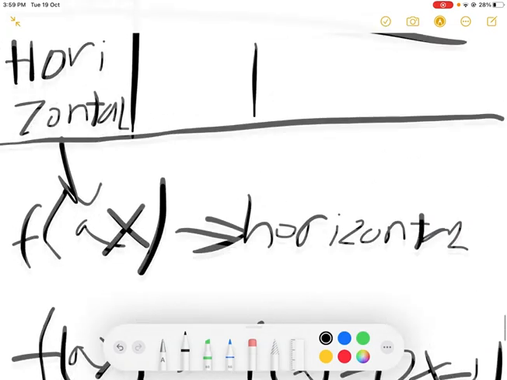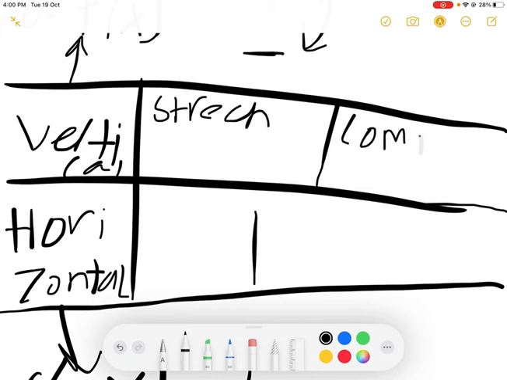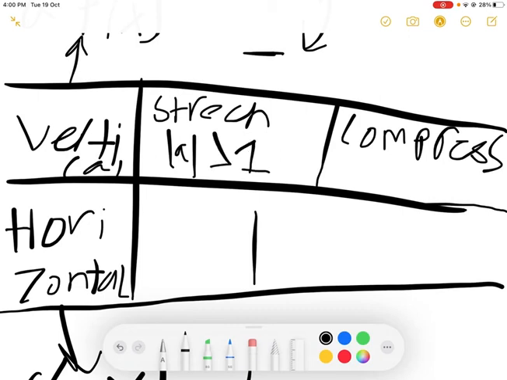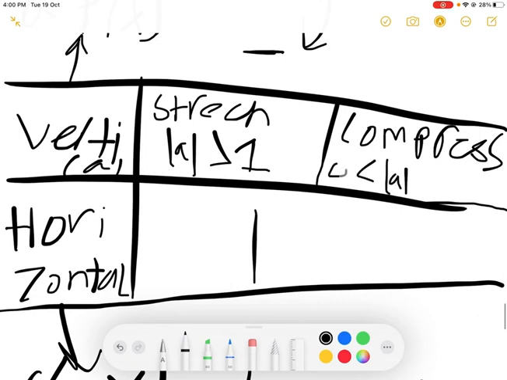Now back to our table. For vertical dilations, there are two types: you could stretch or compress. As I mentioned earlier, the types of dilations are determined based on the equation. Now we're talking about vertical functions only. If the value of a, which is the slope, is higher than 1, then it's a vertical stretch. If the value of a is greater than 0 but less than or equal to 1, then it compresses vertically.